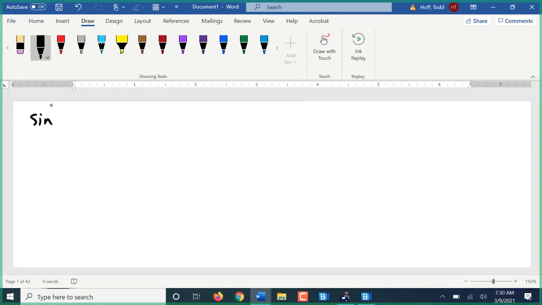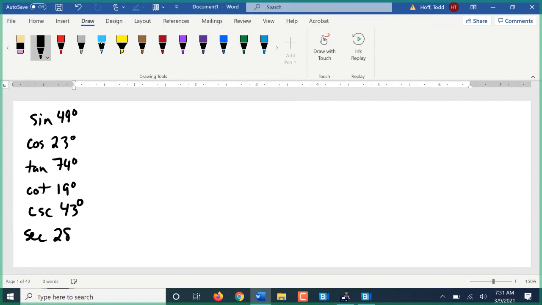So I'm going to have you do sine of 49 degrees, cosine of 23 degrees, tangent 74 degrees, cotangent of 19 degrees, cosecant of 43 degrees, and secant of 28 degrees. I'll have you start out doing those 6 trig functions quick, and we'll go over them in just a couple minutes.